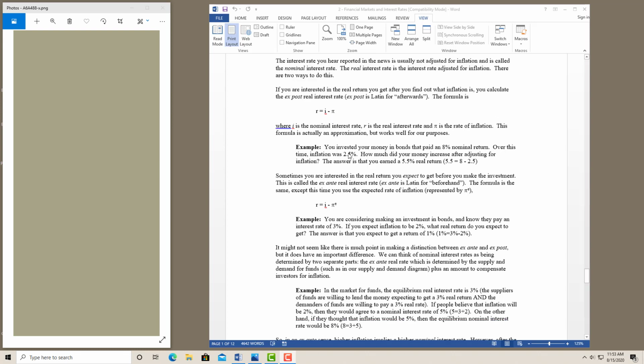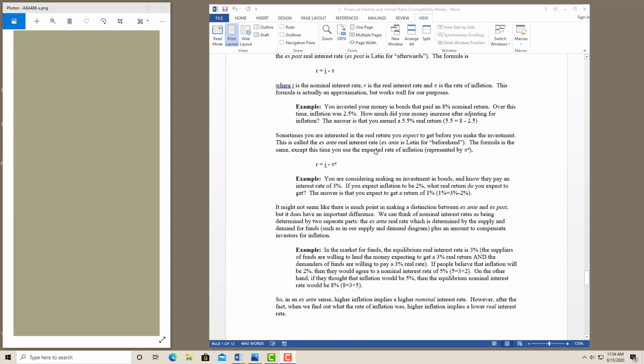So here's the example. You invested your money in bonds that paid an 8% nominal return. Over the time, inflation was 2.5%. How much did your money increase after adjusting for inflation? Well, we use our formula. We take the 8% nominal minus the 2.5% inflation, and that gives us 5.5% real return, or to be precise, a 5.5% ex post real return. Right? We got 8%, but everything is more expensive now, so we really only increased our purchasing power by 5.5%.